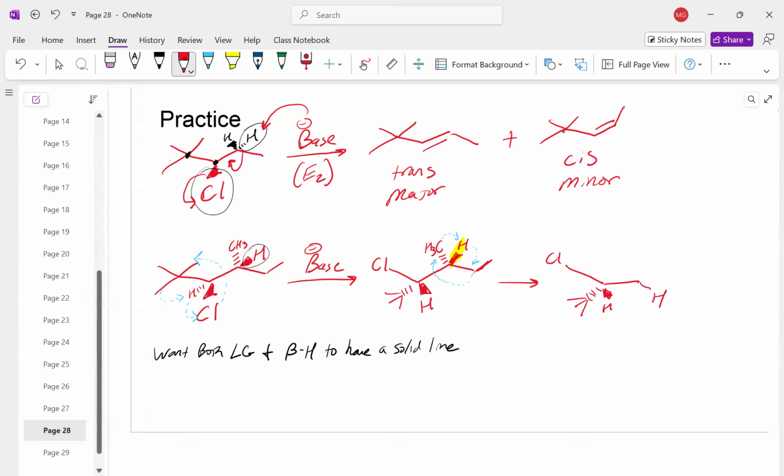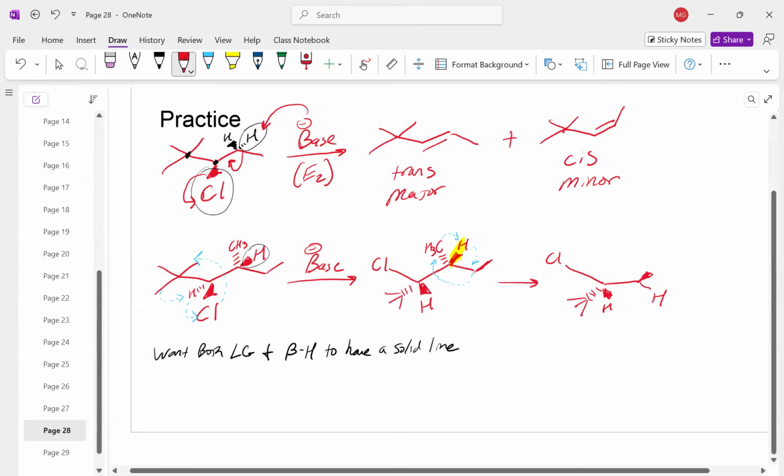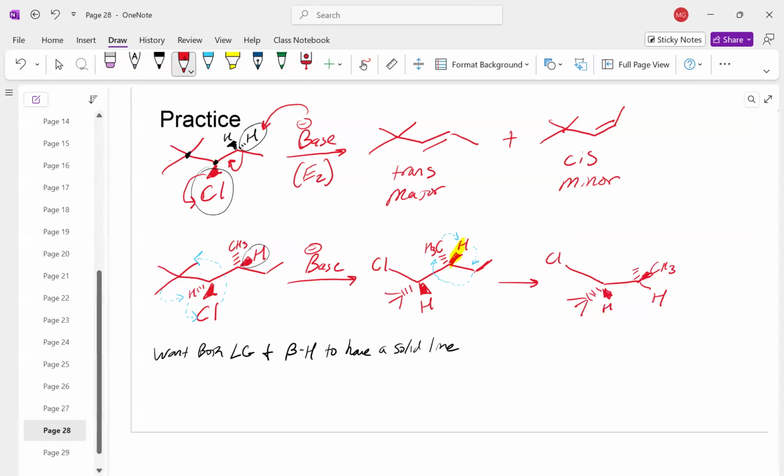So now my hydrogen has the solid line. The methyl has a solid wedge, and this ethyl group has a dashed wedge. And actually, just to make it a little bit simpler, I'm going to say Et for ethyl. Now that the beta hydrogen I want to pull off and the leaving group both have a solid line to them, I'm going to do the E2 now.